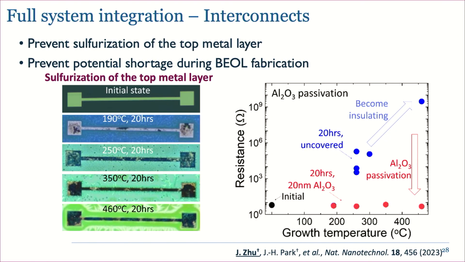So, for example, you can see the images here. As you increase the time and the temperature that the metal interconnects are exposed to the sulfur environment, they clearly degrade, and the blue plots show that the resistance drastically increases. But we found that by passivating these interconnects with aluminum oxide, you can actually keep roughly constant resistance no matter the time or the temperature.